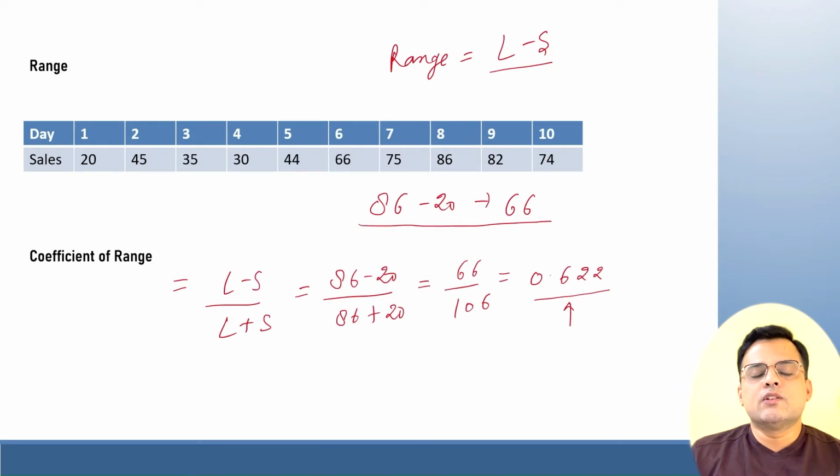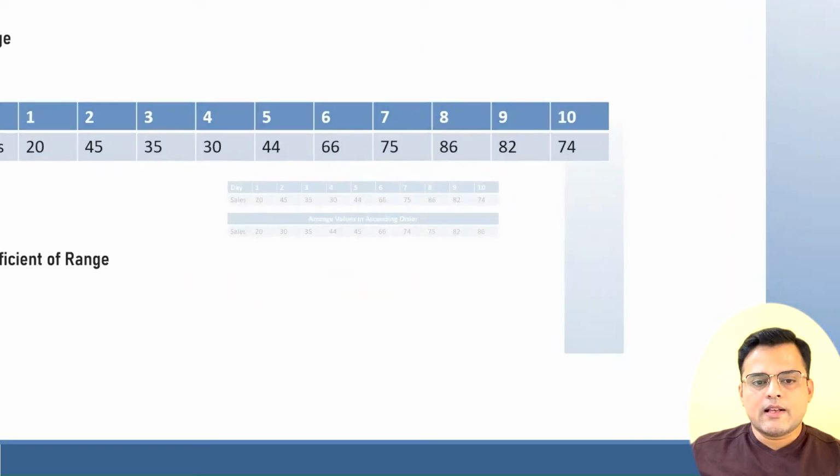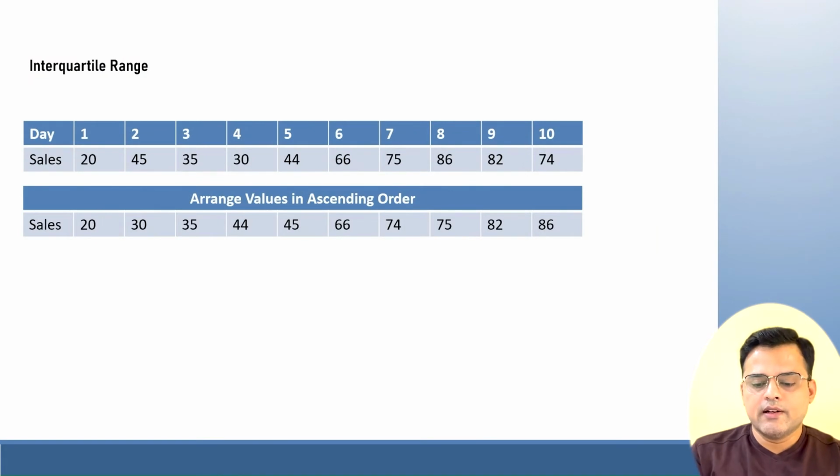Now, where is range useful? Range is useful in situations where even a small variation among the values in the data set matters. For example, in the stock market, if there is a small change in the share price, the range will change. Next topic: what is the interquartile range.